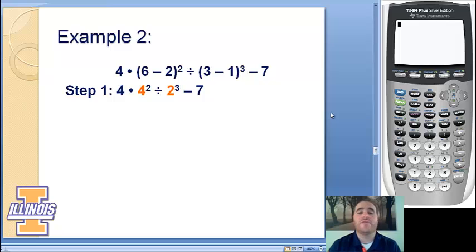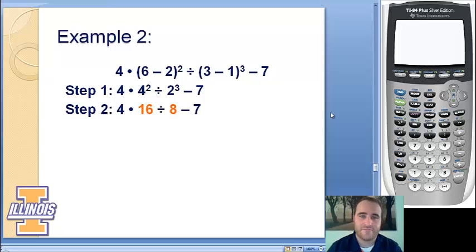Now we keep going. We see that we don't have any more parentheses. So we move on to exponents. And in this case, we have 2 exponents. We have 4 squared and 2 to the third. So let's evaluate both of those and simplify them. 4 squared is 16, 2 to the third is 8. So, do we have any more exponents? I don't see any, so let's keep going.